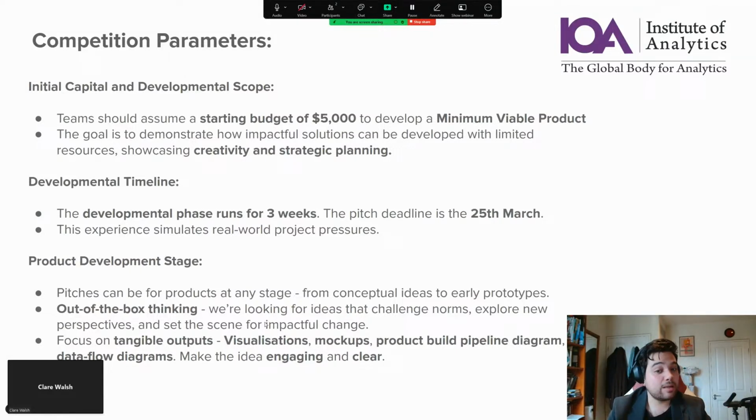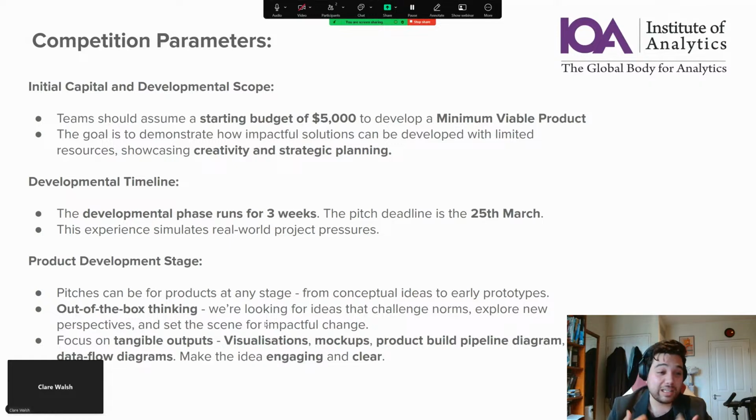Any pitches submitted beyond the end of the 25th of March will not be evaluated and judged by the judges. You should really make a note of this deadline, because I won't be accepting any pitches on the 26th of March, even if it's 1 minute past midnight. This is essentially how it is in the real world. There are tight deadlines and they are non-negotiable.